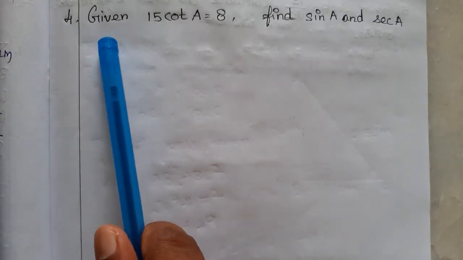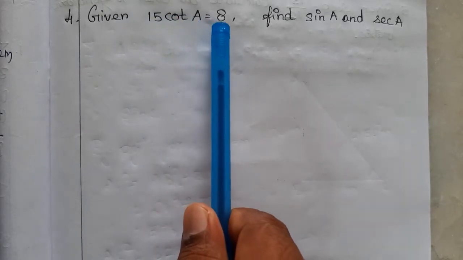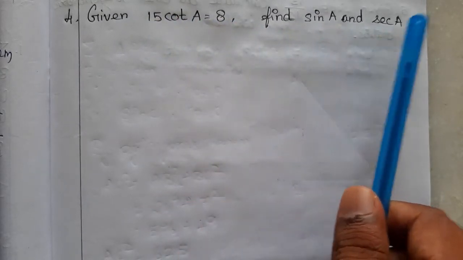and cosec theta is equal to hypotenuse by opposite, secant theta is equal to hypotenuse by adjacent, and cot theta is equal to adjacent by opposite. So here we go for the problem. Given 15 cot A is equal to 8, find sin A and sec A.